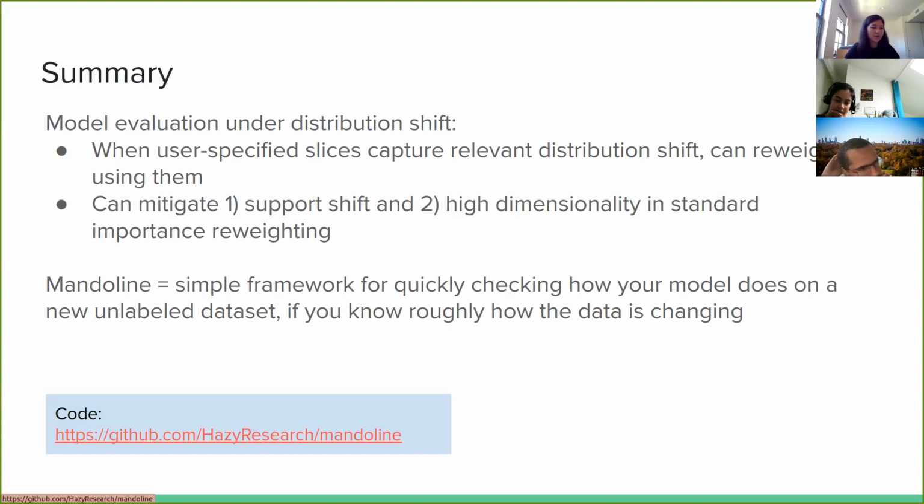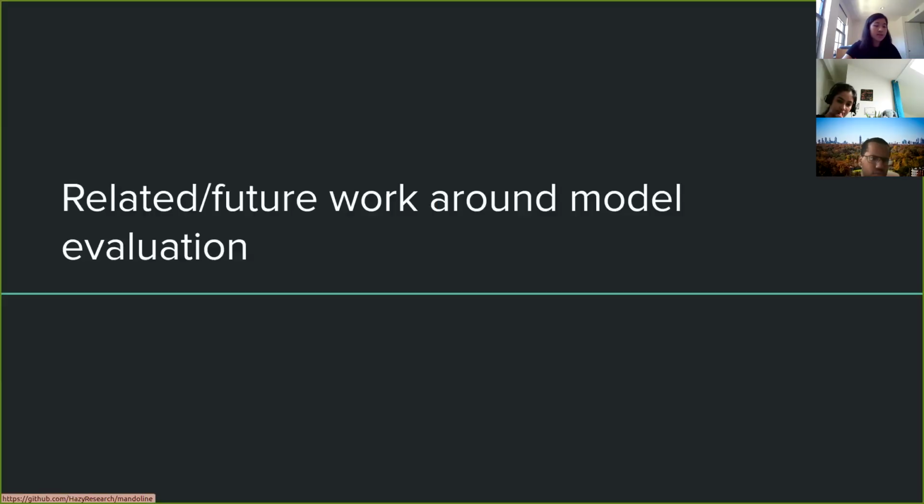And so now we're going to actually return to this notion of the full model development process. And this leads us to the final section of the talk. Here I want to take a step back and revisit the other problems in model evaluation and situate them with respect to this work.